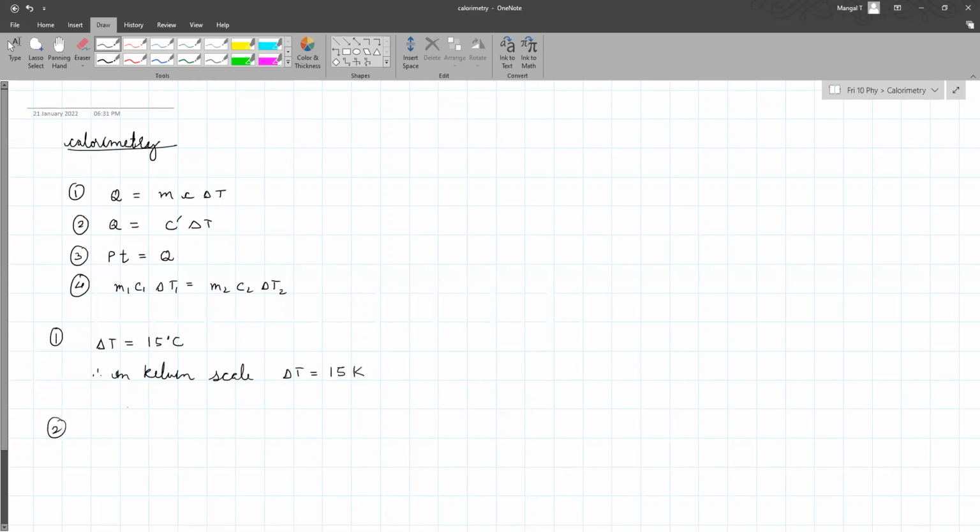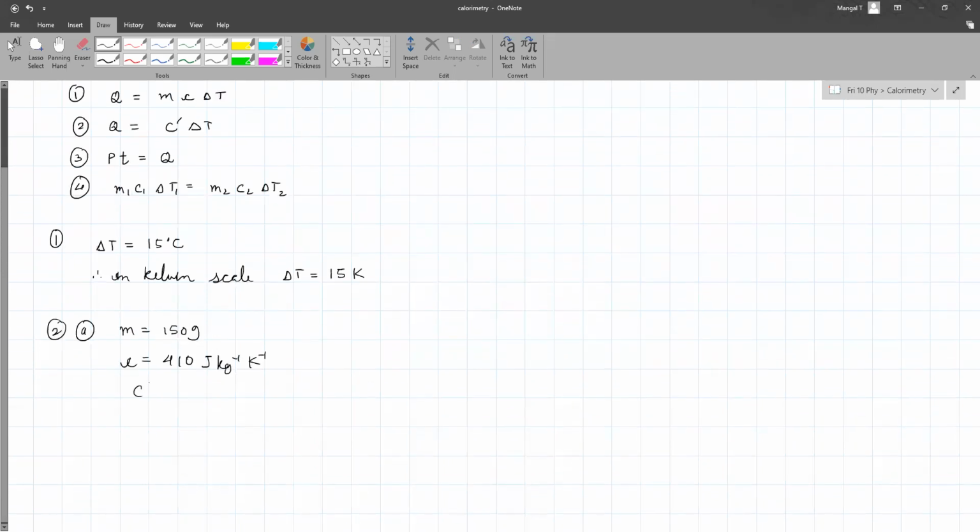In the second question, it has the following information. They have given the mass to be 150 grams, and they have given the specific heat capacity is 410 joule per kg per Kelvin. And they are asking us to calculate the heat capacity. So we know that heat capacity is mass into specific heat capacity, but you have to note down that mass is in gram and this is per kg. So what we do is we write the mass in kilogram, and this is 410.